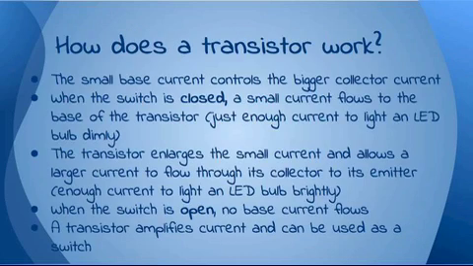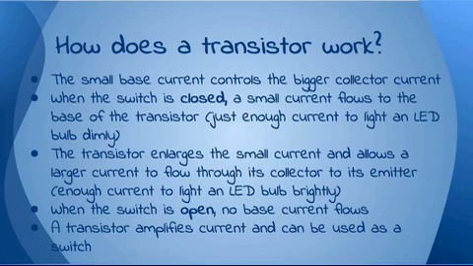So how does it work? The small base current controls the bigger current, the collector current. So the teeny current controls the big current. The teeny current is the switch. When the switch is closed, the small current flows to the base of the transistor. It's just enough to light an LED bulb, or in our case, it doesn't really pick up the metal ball we were using. The transistor can then enlarge the small current and allow a larger current to flow through its collector to its emitter.